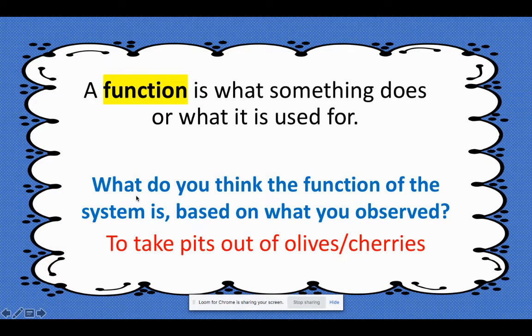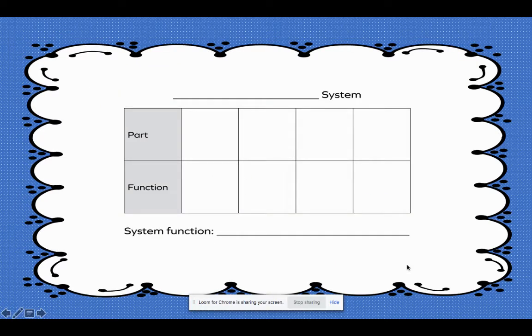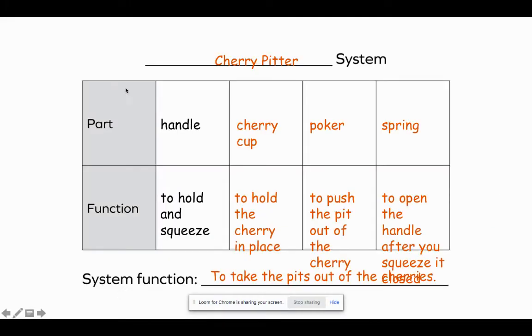Yeah, hopefully you said it's to take the pits out of the olives or the cherries. Today, you're going to be filling out something like this about a system, about a bike system. But before we do that, I want to fill it out for this system that we just saw, this tool. We call it a cherry pitter. And it is a system. It is a system because it is made up of parts, and each part has a function.